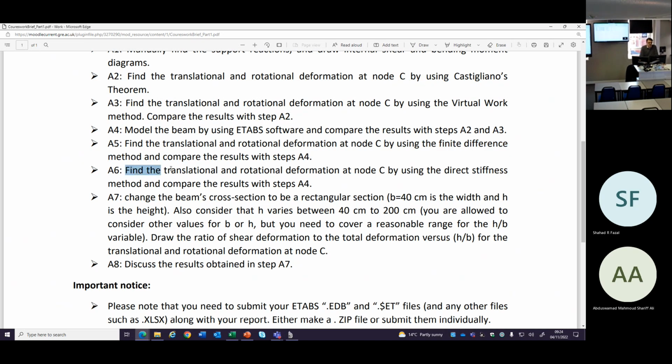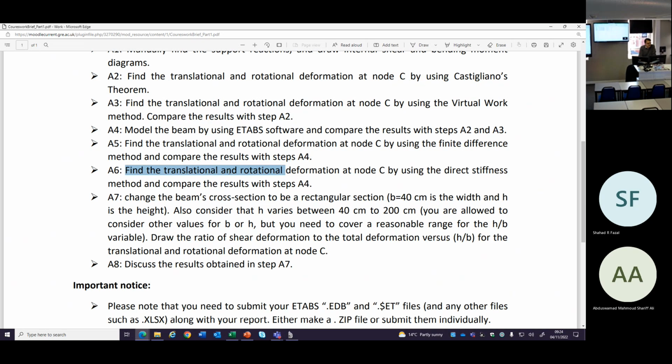A6 says find. Can you attach more than one submission? For example, you have to attach an Excel file if you do the calculation. Is it possible to attach this? Yes, it is. Otherwise, if you are limited to one file, make a zip file of all of your files and attach the zip file. I will unzip. That's the simplest way.